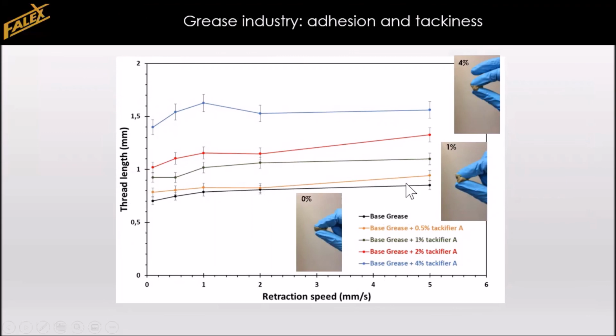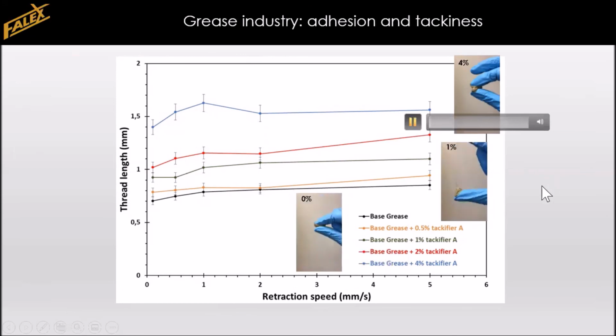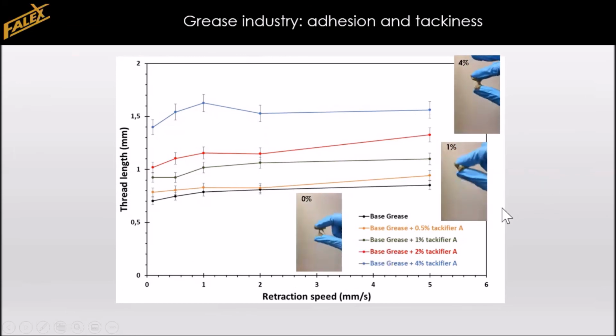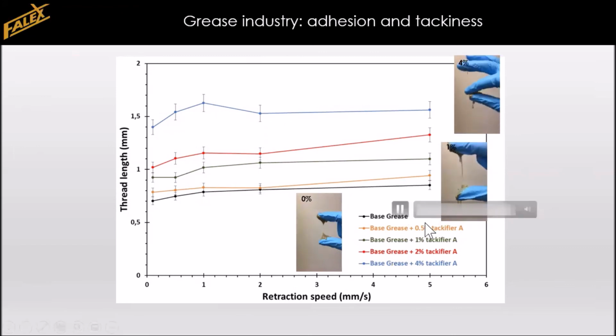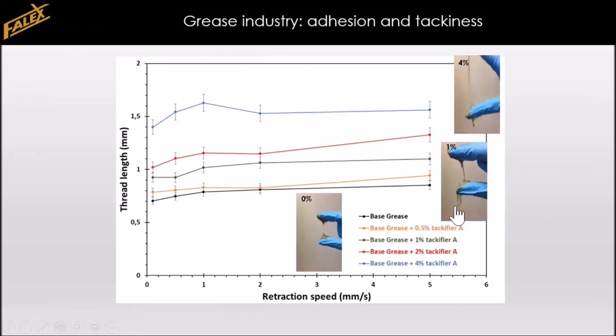And we see indeed that the thread length is increasing with the amount of tackifier, which also corresponds with the subjective finger tests that we can show right here. So we have a correlation between the finger test and thread length measurement. We have a correlation between the thread length and an increasing amount of tackifier. So this tool gives us the possibility to actually measure thread lengths and compare them.